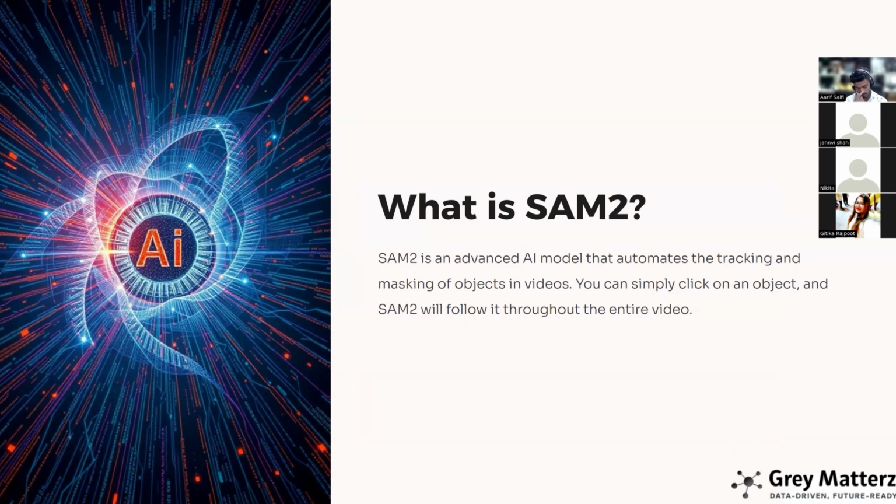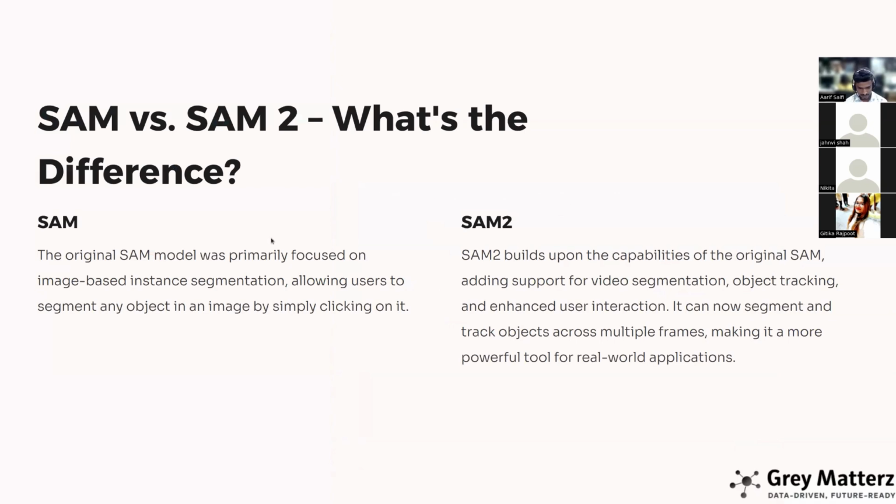So now the question arises: why do we need SAM2 when SAM already exists? The major difference is that SAM2 is different from the original SAM. While SAM focused primarily on image-based instance segmentation, SAM2 expands that functionality to videos. SAM was great at detecting and segmenting objects in a simple static image, but SAM2 can track objects across multiple frames, offering much more robust video analysis.